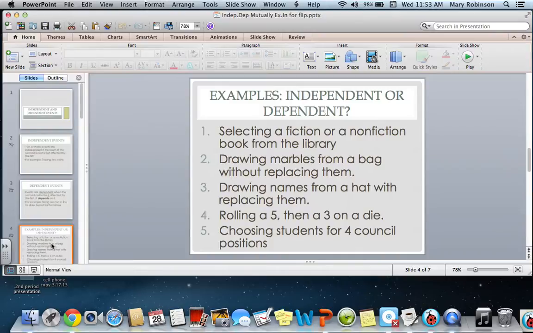Number 5, choosing students for 4 council positions is dependent. Say you have 10 students to choose from. After the first student is chosen, you only have 9 to choose from, then 8, and so on. Each choice, you have less to select from, so the event of choosing students depends on who is left.